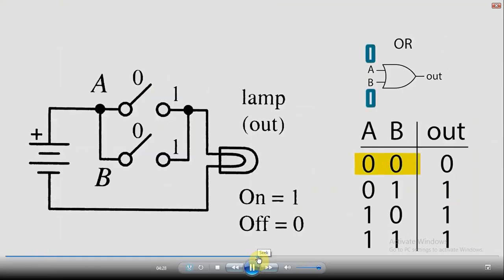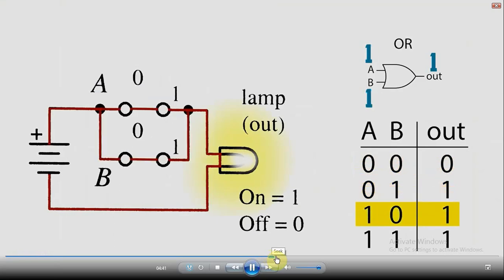If A and B are both open, zeros, there is no path to the light. The output is 0. With either switch being closed, a 1, there is a path to the light, and it is on. Output is 1. Both switches being closed, 1s, just provides extra paths to the light. It's still on, outputting a 1.